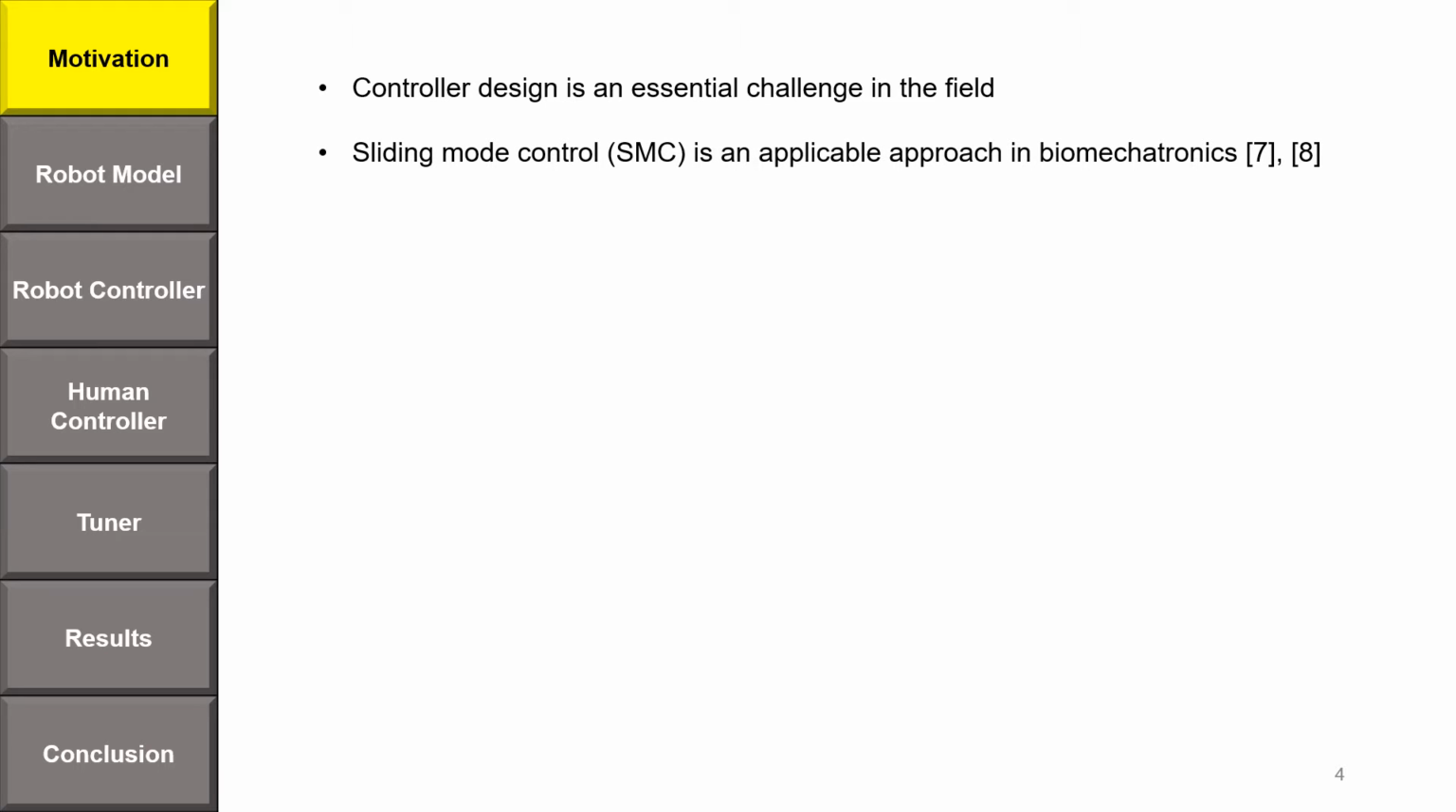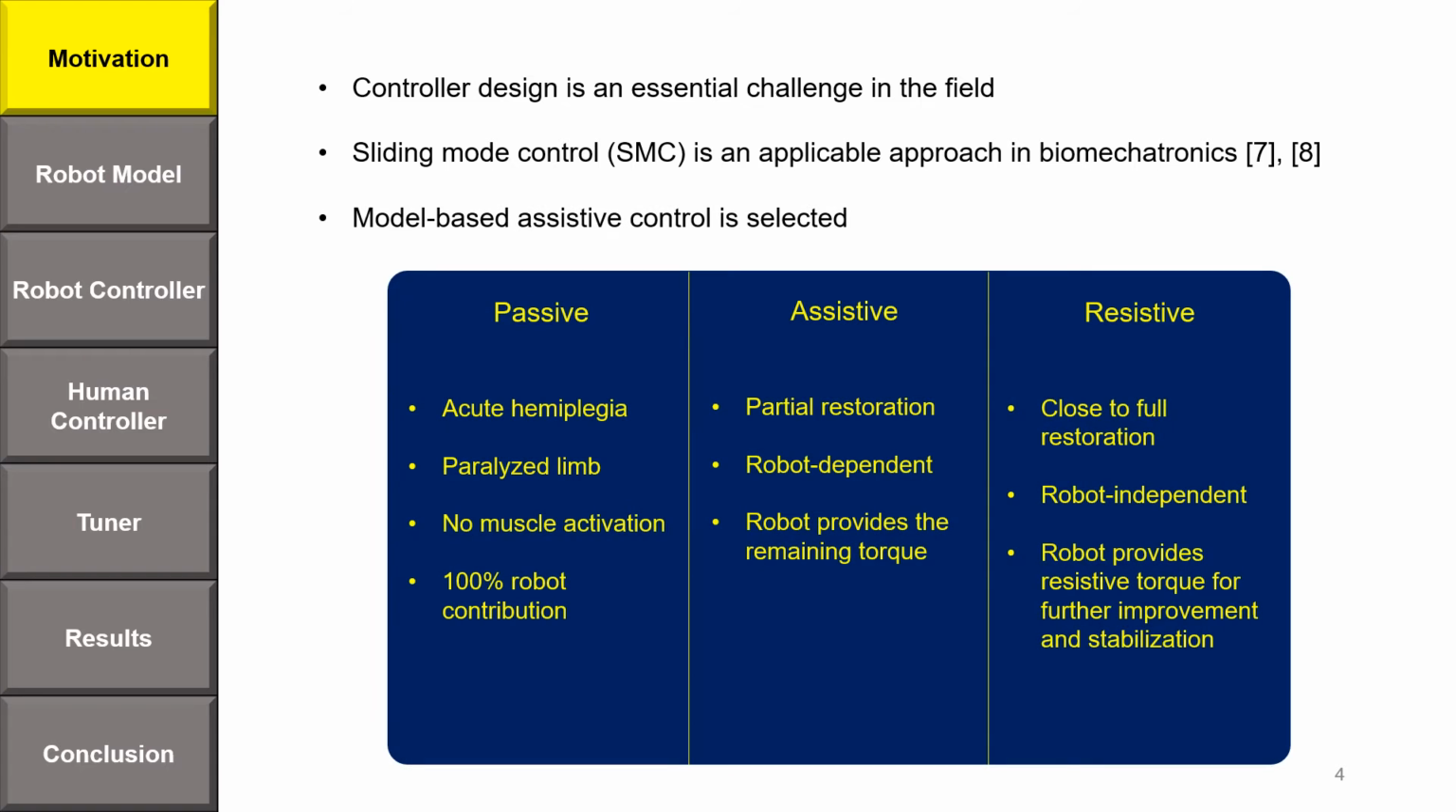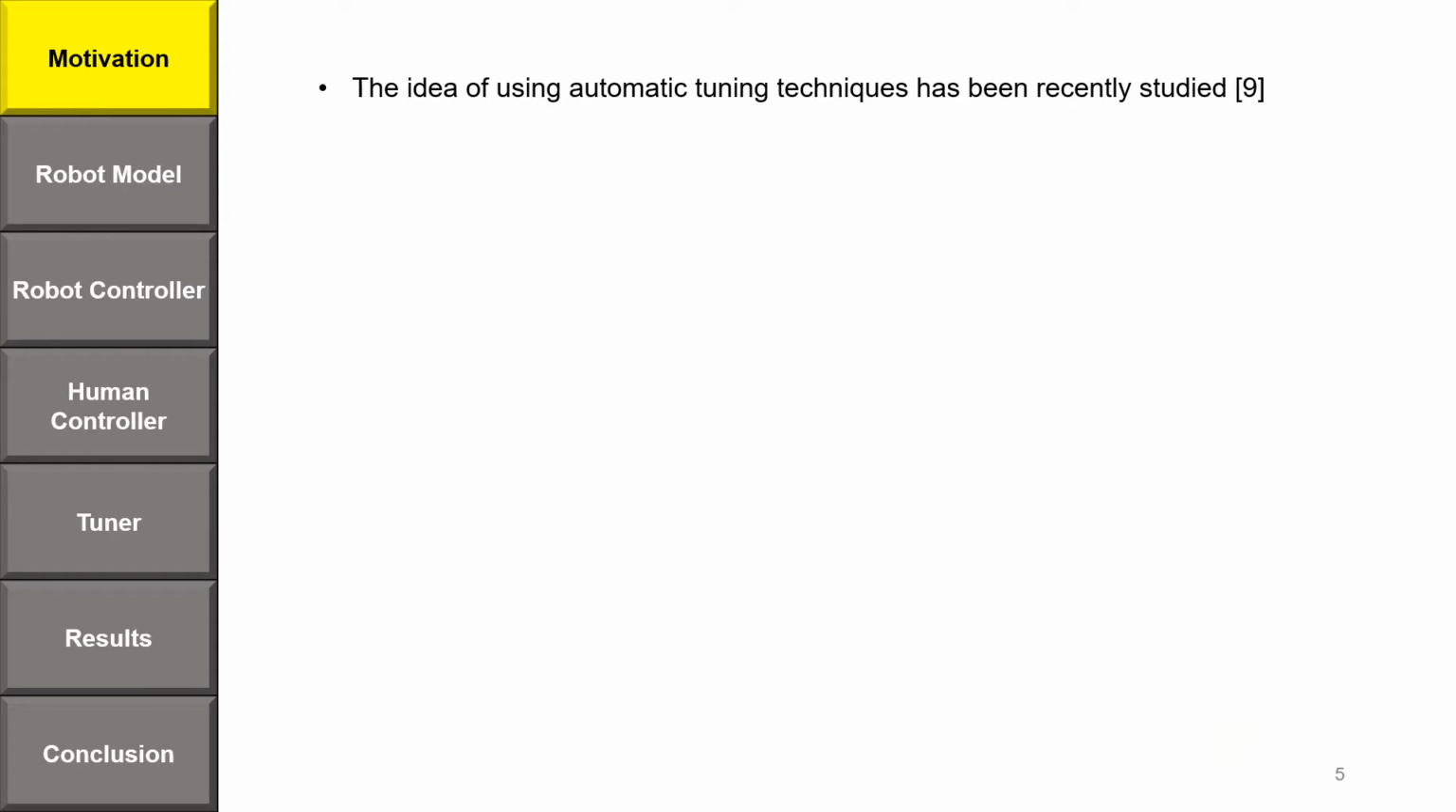Sliding mode control is a powerful method, since it can handle nonlinear dynamics and is insensitive and robust against model parameter uncertainties on model dynamics, sensor noise, and disturbance. From the three rehabilitation modalities in the field, we have employed a model-based assistive control approach. In the assistive category, patients have restored some of their motor functions but still cannot perform the tasks independently. In this case, the robot provides the remaining required torque.